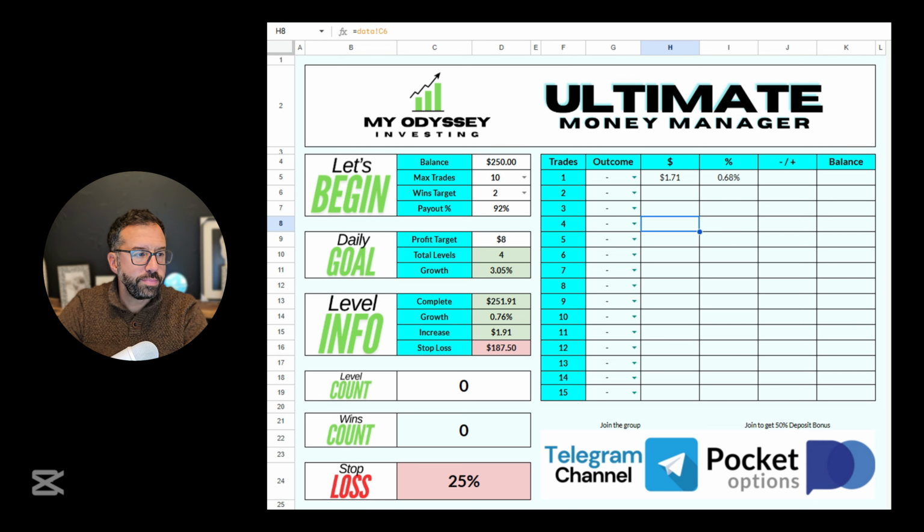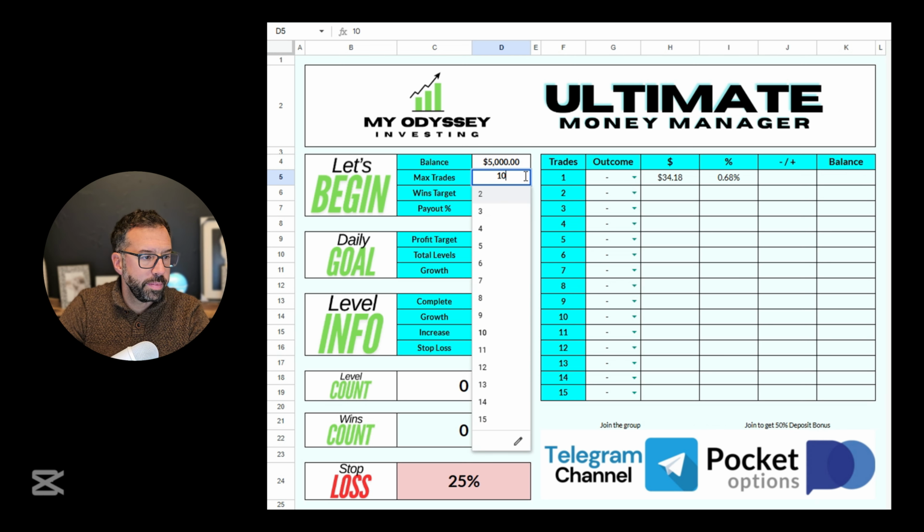All right. Let's put this together live. Here is my account balance. We can change this to whatever denomination we want. Let's use the same as the PDF that we looked at. Remember I told you 2 trades to 15. Well, we're going to choose 15. 1 to 10.